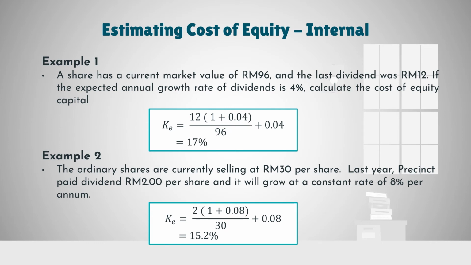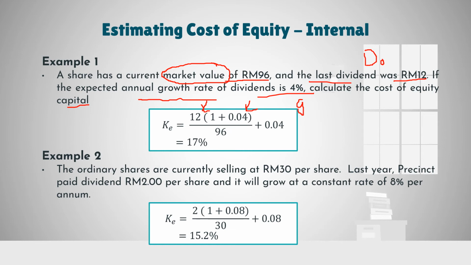So kita baca, a share has current market value RM96. So this one is market value. And the last dividend was RM12. So dividend dia dah bagi RM12. This one is, sebab the word last, so this one is D0. If the expected annual growth rate adalah 4%, so you put this as G. This one is G sebab dia growth rate. And calculate the cost of equity capital. So you have to calculate for internal.